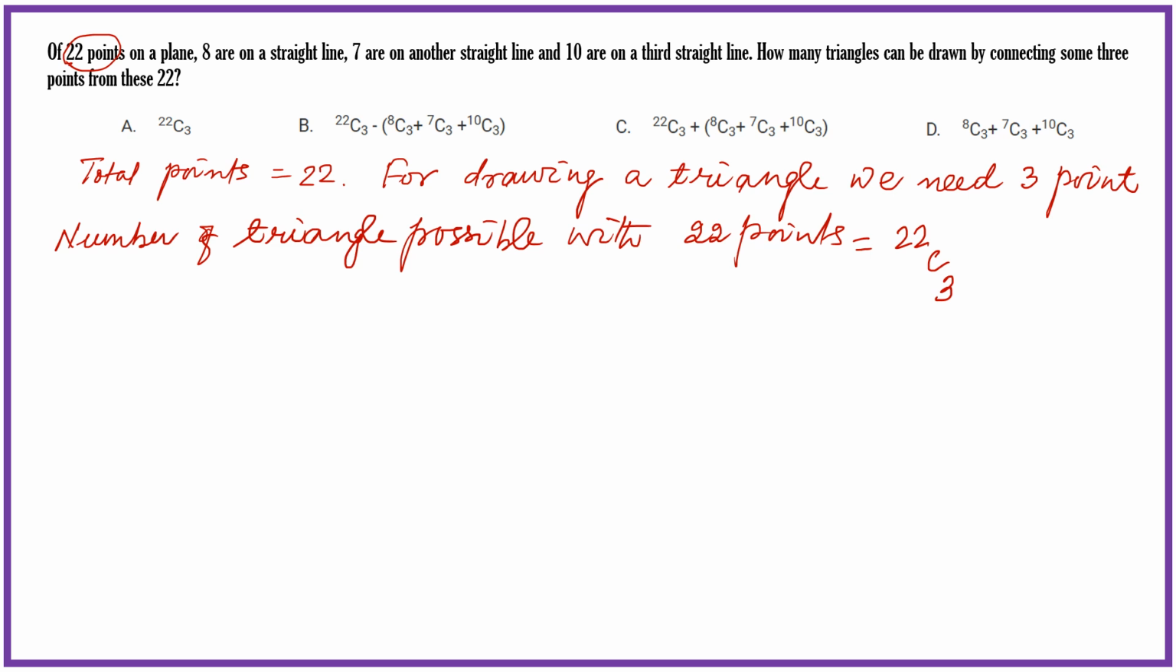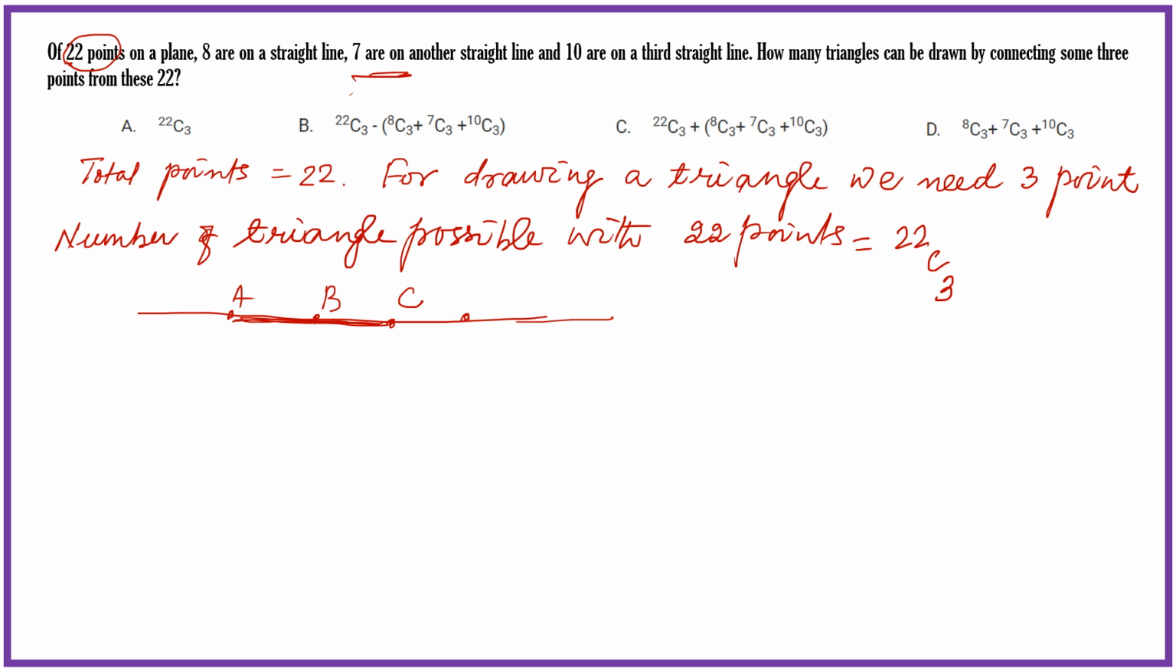But here what happens? 7 are on a straight line. So when points are on a line, suppose I am taking A, B, C. If I join these 3 points, it does not make any triangle. So the triangles possible from 7 points on first line is your 7 combination 3. That will not be possible. So that will be subtracted from 22 combination 3.